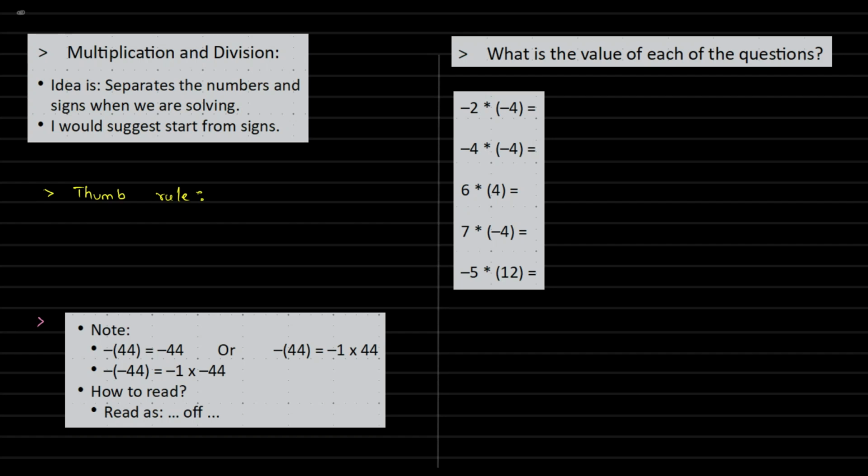The most important basics where kids go wrong. The place a kid most often goes wrong is multiplication and division of numbers. I made a statement over here. The idea is to separate the numbers and signs when we are solving. I would suggest starting from the signs.